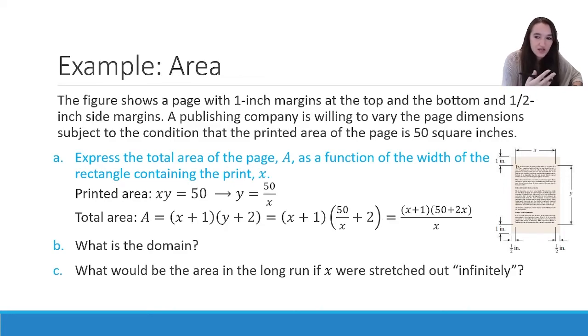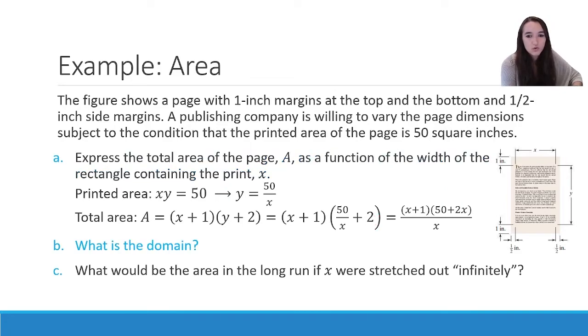Actually, I can make this entirely look like a normal rational function, like so. How did I get there? I made this 2x over x, so this is 50 plus 2x over x. And then I multiplied in that x plus 1 to get here. So it is a rational function, which is why we're introducing it in this chapter.